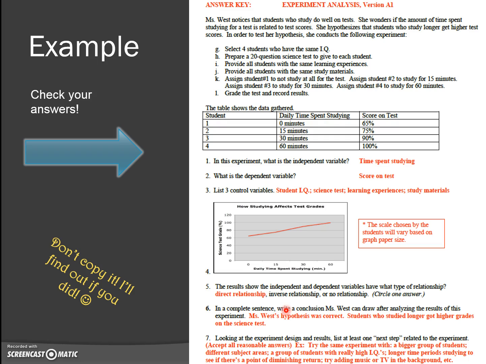But one example is maybe try the same experiment with a bigger group of students, maybe different subject areas, and then group students with really high IQs, longer time period studying, and see if there's a point of diminishing return, meaning is there other things that are distracting them, or trying to add music and see if it goes up or down, and figuring out what these students are doing while they're studying to improve their test scores. You could have said something like that, or you could have some completely different idea that we would love to hear about tomorrow in class. So make sure you have this whole entire sheet filled out, and hopefully it was correct before you even went over it.